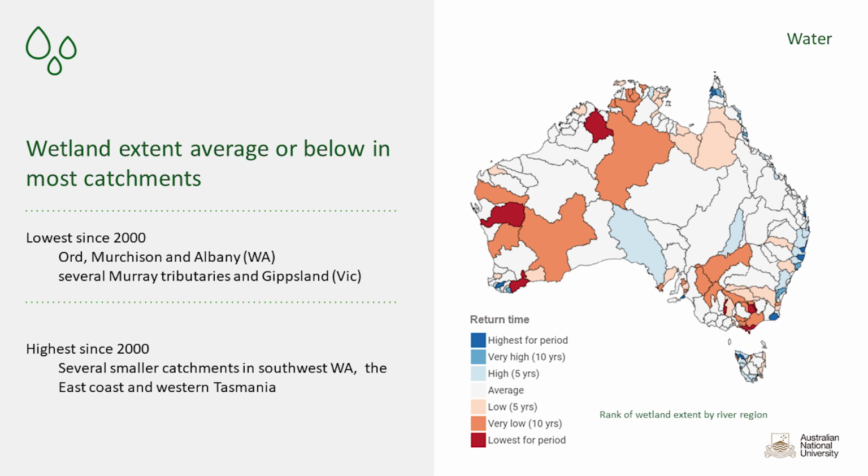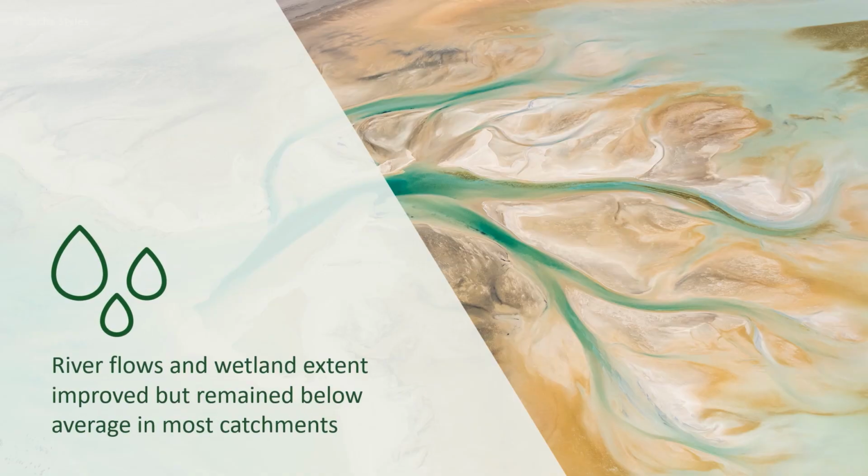It was the lowest since 2000 in the Ord, Murchison and Albany catchments in Western Australia, but also in several Murray tributaries and in Gippsland in Victoria. On the other hand, there were the highest wetland extents since 2000 in several smaller catchments in Western Australia, on the east coast and in Western Tasmania. In summary, river flows and wetland conditions did improve in 2020, but they remained well below average in most catchments.